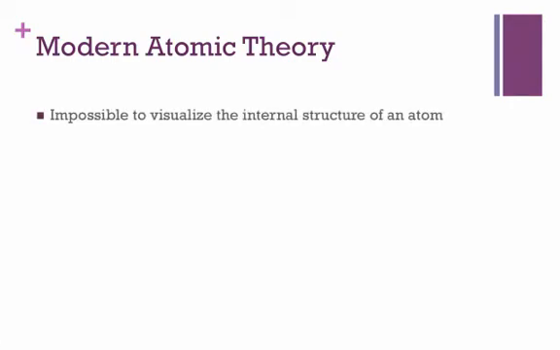It is impossible to visualize the internal structure of an atom. As we saw in our previous diagrams, there's really nothing for that light to bounce off of, for it to be reflected back to our eyes for us to be able to see. It's not really a matter of not having the right equipment, it's really a matter of the fact that it just can't be done.